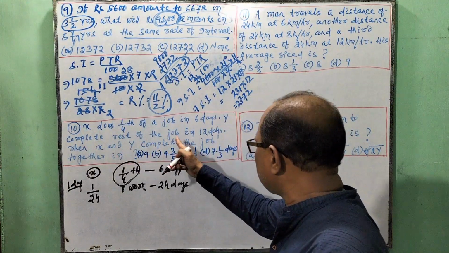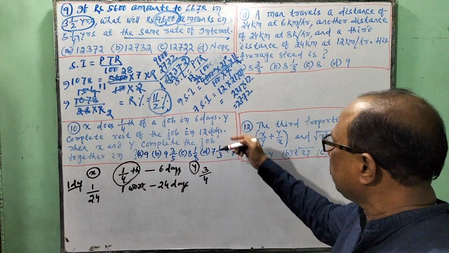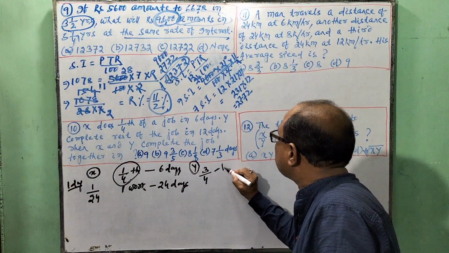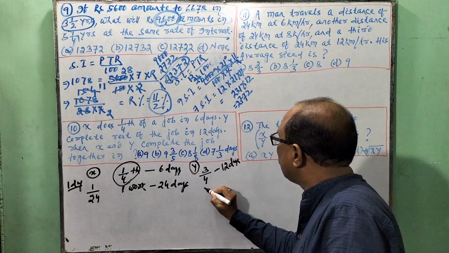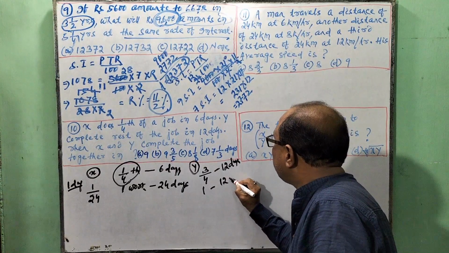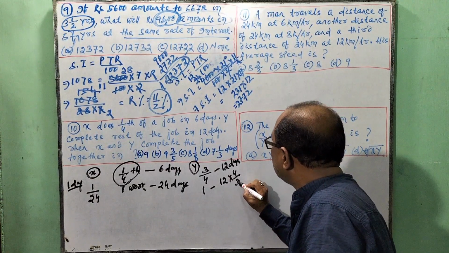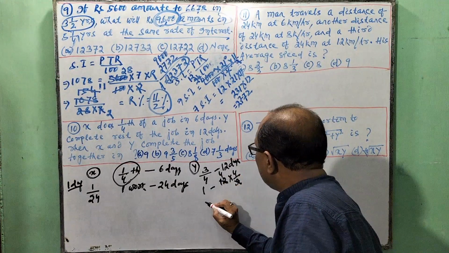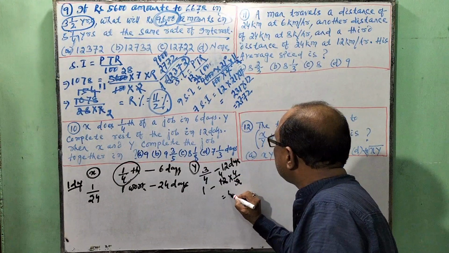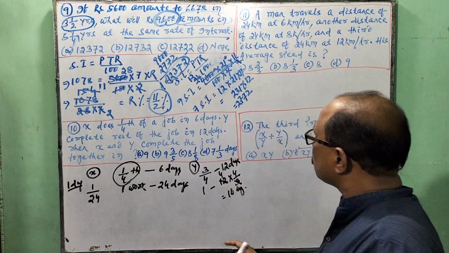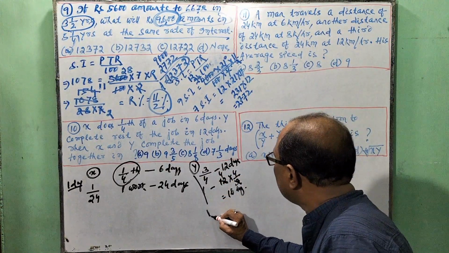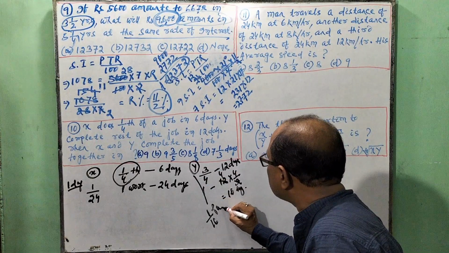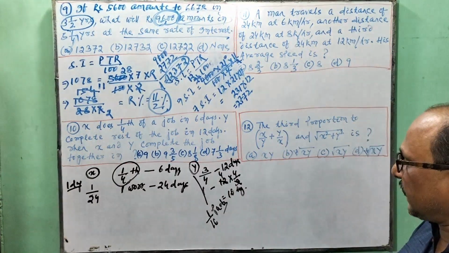Complete the rest of the job in 12 days. Why? Three-fourths of the work takes 12 days, so 1 work is 12 into 4/3, which is 16 days. So B's 1 day work is 1/16 part. But what is the question asking?